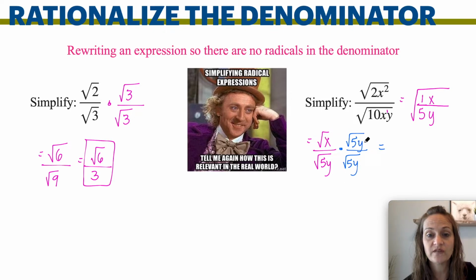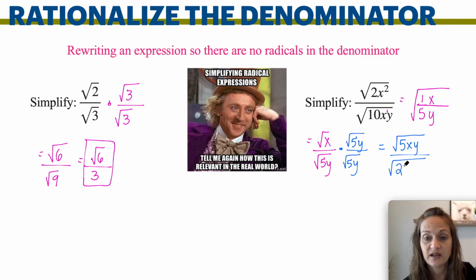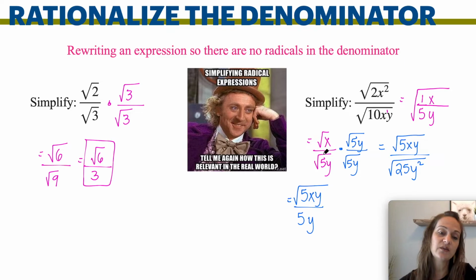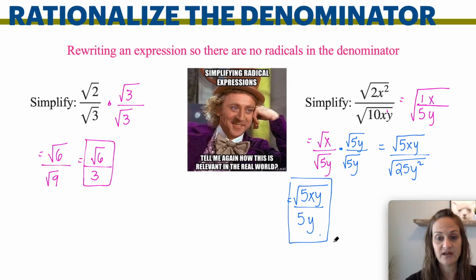So on top, the square root of x times the square root of 5y will give me the square root of 5xy. And on bottom, square root of 5y times square root of 5y gives me the square root of 25y squared. I'll go ahead and actually just write that. And then what nicely happens is, that's the square root of 5xy. The square root of 25 is 5, and the index is 2, and so for the exponent, 2 goes into 2 one time. So basically what you're doing is getting rid of the square root, and so you'll end up with whatever is left underneath the square root in the numerator.